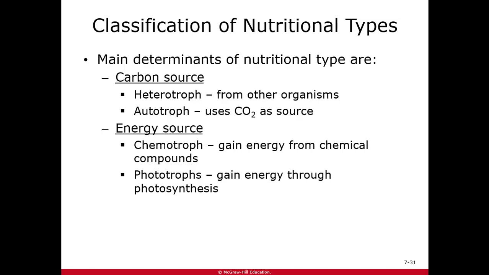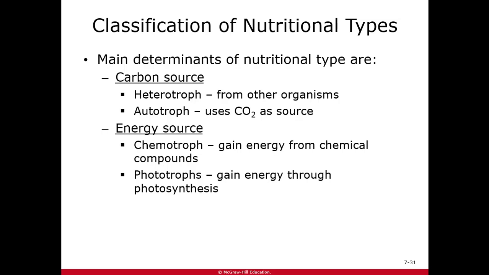A chemotroph gains all of its energy from chemical compounds. It means they break down some type of, usually, organic molecule. And anytime you break something down, when you break a bond, you're going to release energy. So we call it a chemotroph. They're getting all of their energy from breaking down chemical bonds in some type of chemical compound. A phototroph gets all of its energy through photosynthesis. So they're getting their energy from light.